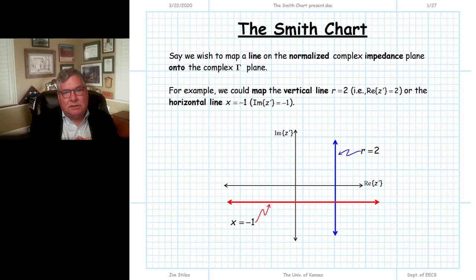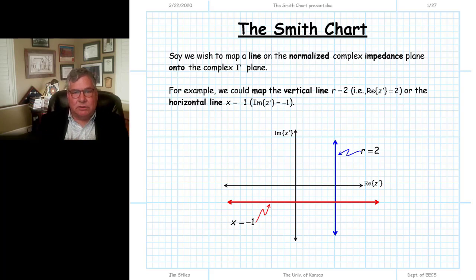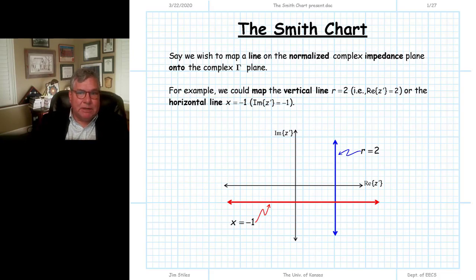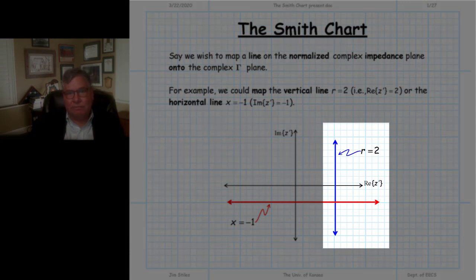Okay, instead of considering some simple contours on the complex normalized impedance plane, simple contours like x equals 0 or r equals 0, let's look at some contours that are more complex in that they have the form, for example here, of r equal to 2 or x equal to minus 1. Let's look at the r equal to 2 contour first.